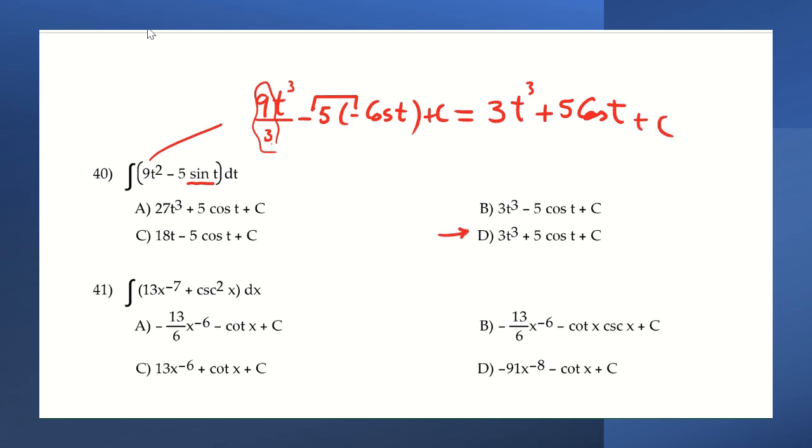How? By using differentiation. What's the derivative of 3t to the power 3? It's 9t squared. What's the derivative of 5 cosine t? It's negative 5 sine t, because the derivative of cosine is negative sine. So you can use differentiation with respect to t to check that your answer is right.